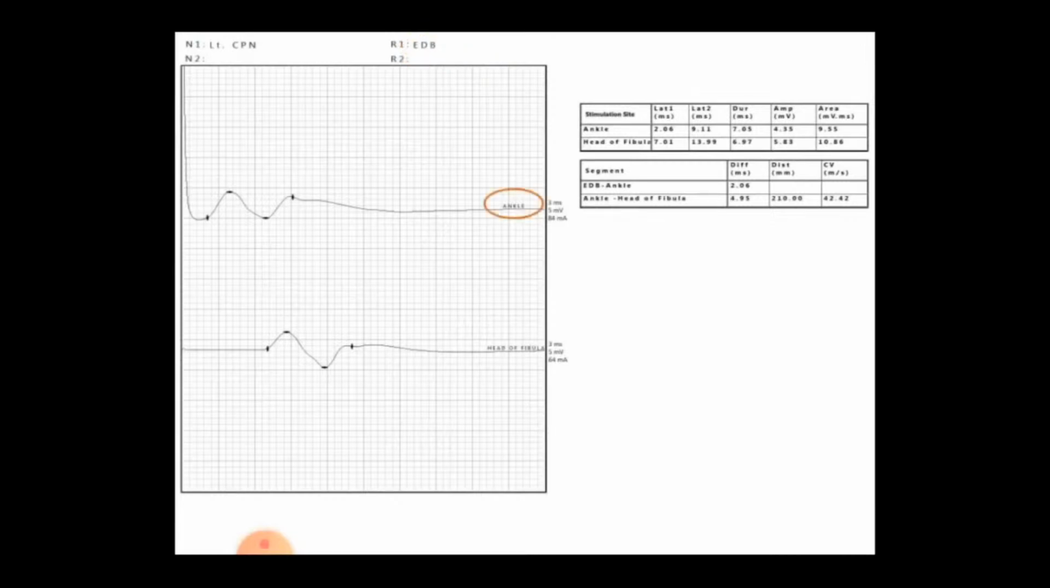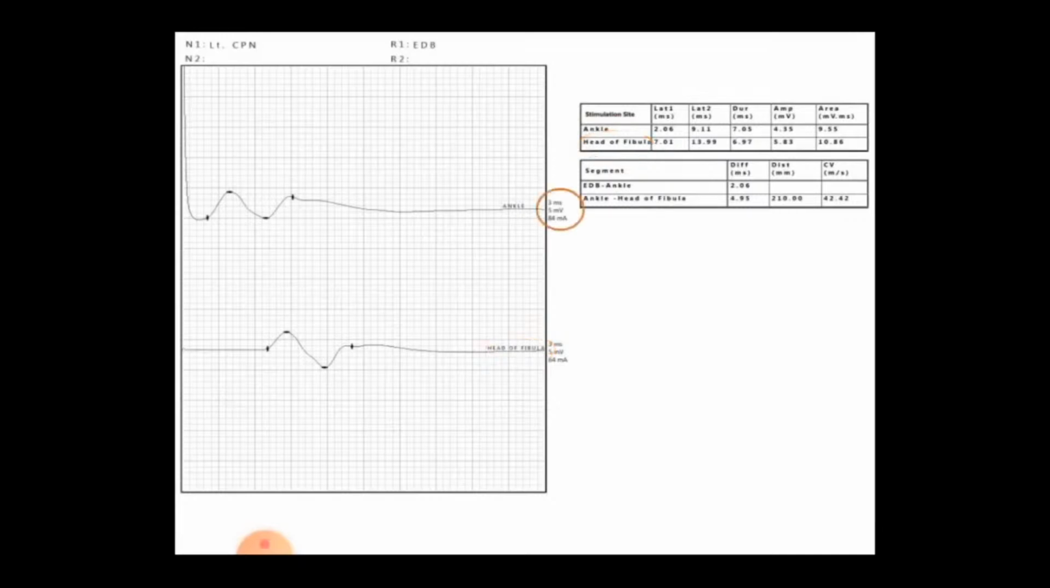This potential is created whenever we are stimulating the common peroneal nerve at the ankle. And whatever parameters are recorded when we stimulate at the ankle are explained in this table. Now, if we are stimulating at the head of fibula, this type of graph will be seen. All the parameters we get are recorded here.